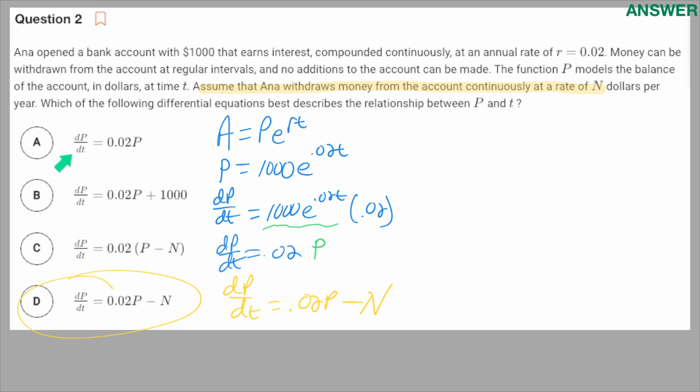And maybe some people chose A, but you need to factor in the withdrawing money at a continuous rate of N. So the rate of growth is this, the rate of withdrawal is this. Correct answer is D.